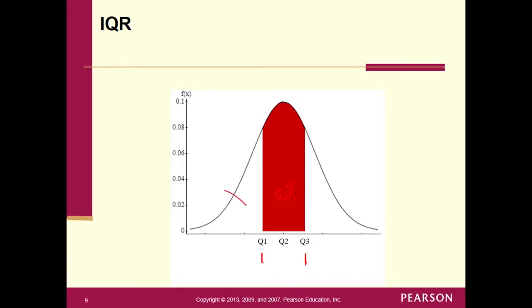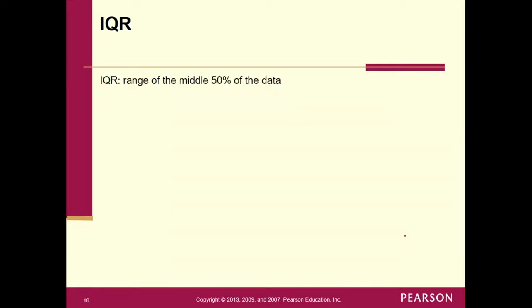And what is it lopping off? It is not considering anything in white here, because neither of those is the middle 50% of the data. So it pretty much ignores that data. It just looks at the middle 50%.